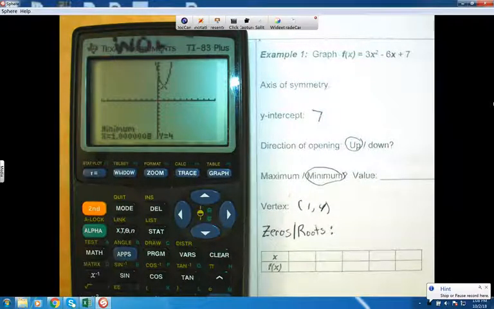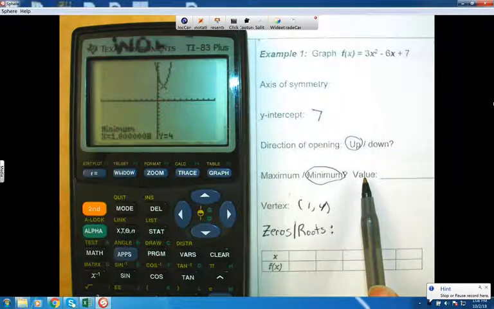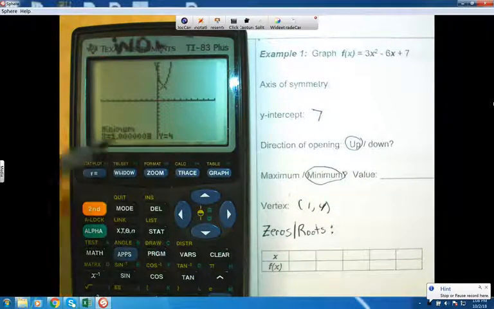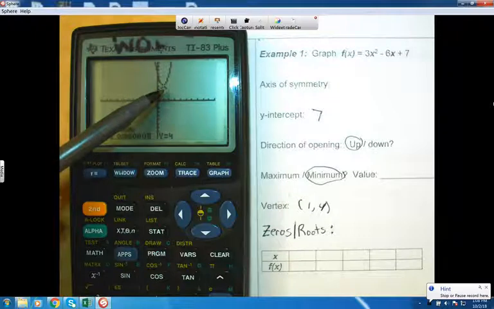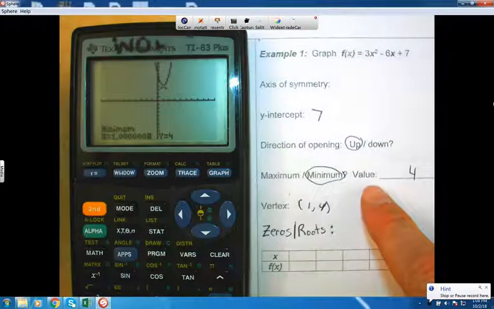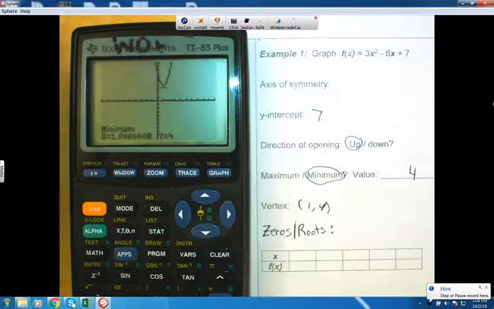Once we know that, we can actually answer 2 other questions. So where it says value, what that means is what is the highest or lowest this function ever gets. Because this one is a minimum, it's going to be what is the lowest it ever gets, and that's going to be your y value at the vertex. So the lowest this thing ever gets is 4. So your value for that will always just be the y value of the vertex.